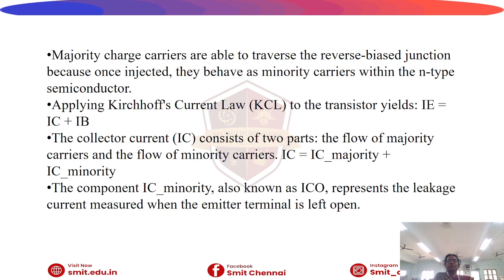Applying Kirchhoff's current law to the transistor, IE equals IC plus IB. The collector current IC consists of two parts: the flow of majority carriers and the flow of minority carriers. The minority component, also known as ICO, represents the leakage current measured when the emitter terminal is left open.